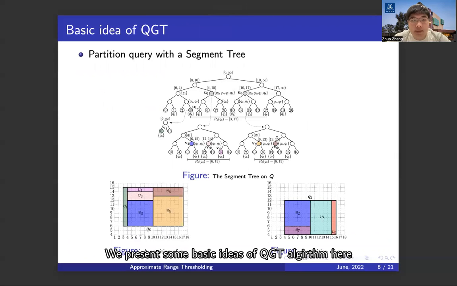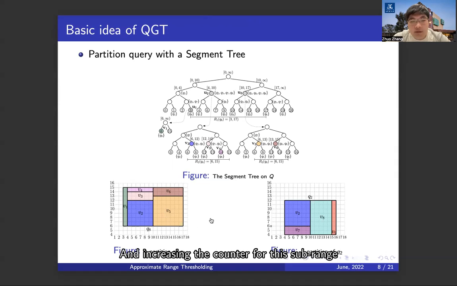We present some basic ideas of the QGT algorithm here. Instead of maintaining one counter for one query, the QGT algorithm partitions the query into several subranges. And for each subrange, it maintains a counter to record the weighted sum of the elements that fall in the range. The benefit of doing so is that some subranges, like in this example, the blue block, can be shared by multiple queries.